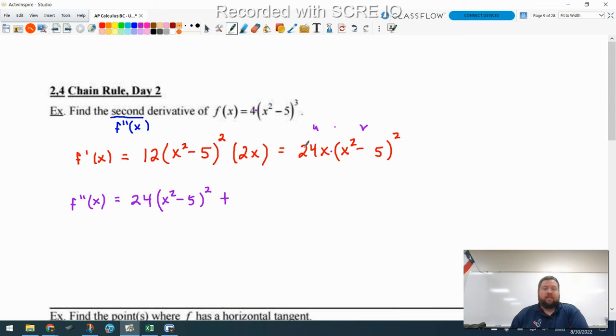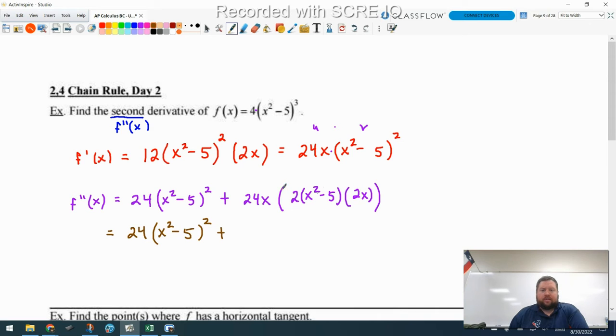Then plus, then we're going to keep the u this time, 24x, and now we're going to do v prime. So we're going to multiply by power rule, 2 times x squared minus 5 to the first power, so I don't need to write anything there, and then chain rule multiplied by 2x. All right, so there's our answer. Let's see what we can do to clean this up. All right, so nothing in the first term. I'm just going to leave that alone.